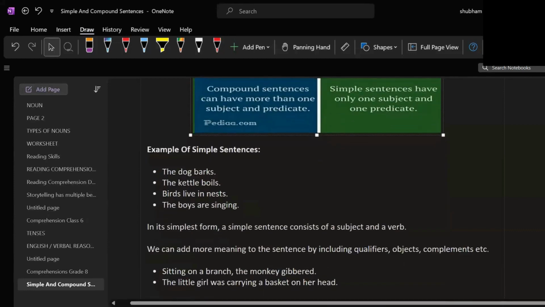Okay. Compound sentences have more than one subject and predicate, and simple sentences have only one subject and one predicate. So do you understand what the subject is and what the predicate is?